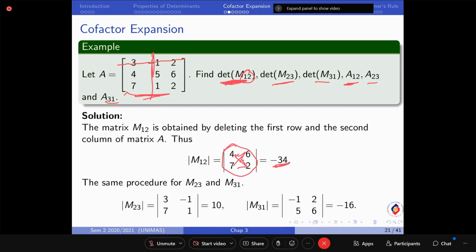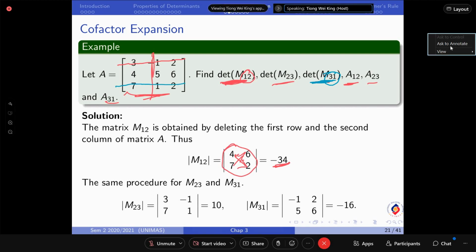And then the second one is determinant M31. Again, you look at the subscript. So M31 is obtained by deleting row 3 and then column 1. So this is what you have here. Then you have this. Okay.